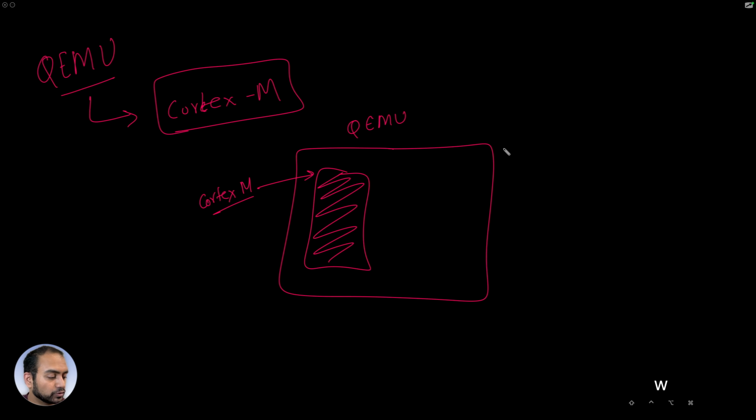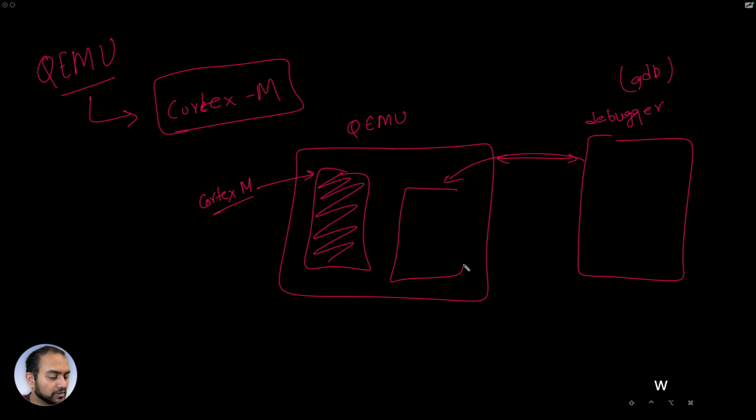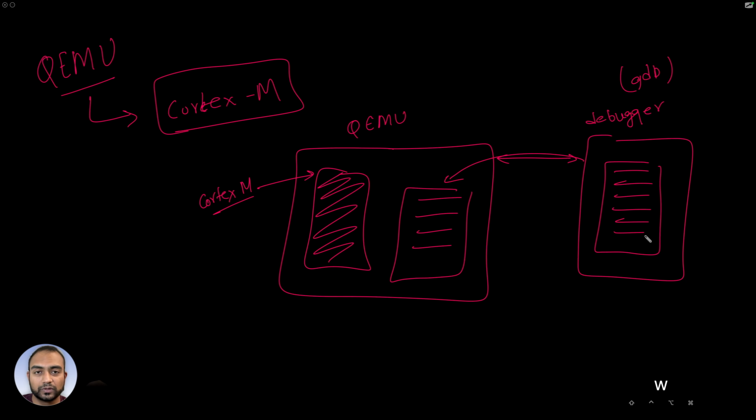And then we are going to attach a debugger to this, in this case GDB. So we'll attach the GDB debugger and peep inside the CPU and take a look at the registers, right? Recall from earlier videos, I mentioned that there is also something called a debug model. There was the programmer's model, exception model, memory model, and the debug model.